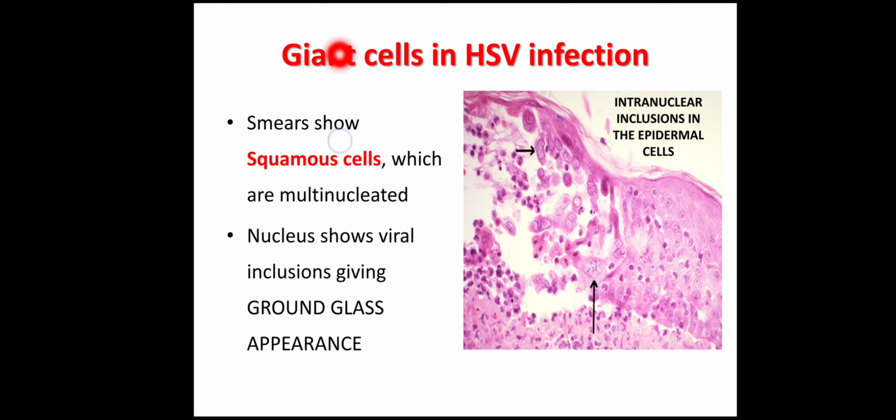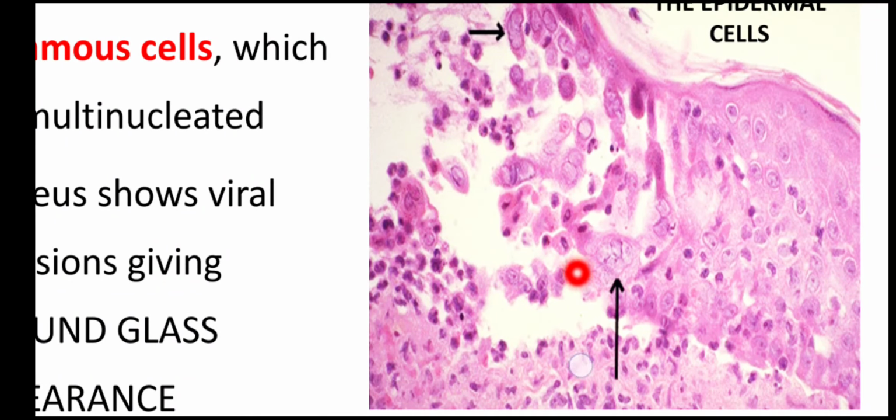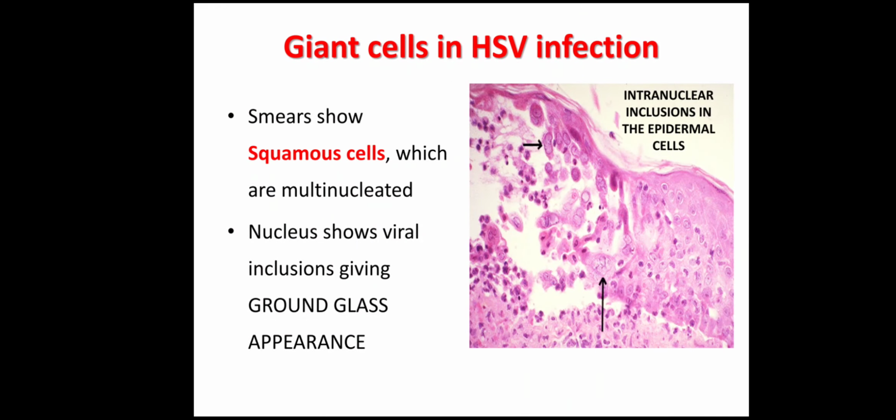And lastly, giant cells can also be seen in herpes simplex virus infection. When the virus infects the skin, the squamous cells may fuse to form multinucleated giant cells. So again here the source of giant cells is not macrophages. There is formation of giant cells by the squamous cells. This is the giant cell in HSV. You can see the different nuclei present here, like 1, 2, 3, 4, 5 nuclei, and again here there is fusion of the squamous epithelial cells to form a giant cell. The important differentiating point is that the nucleus has viral inclusions and gives a ground glass appearance. Again, this is an important MCQ.